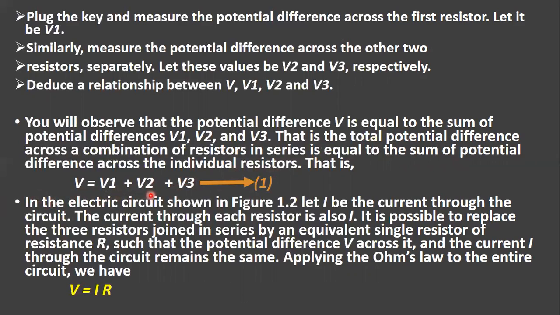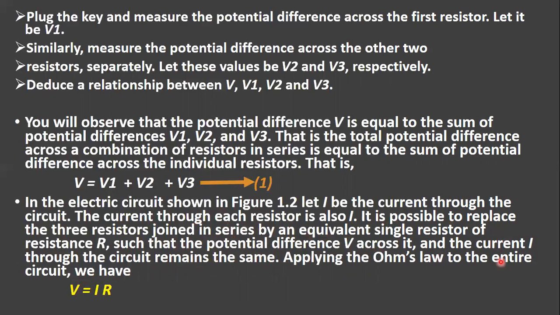In the electric circuit shown in figure 1.2, let I be the current through the circuit. The current through each resistor is also I. It is possible to replace the three resistors joined in series by an equivalent single resistor of resistance R. We can replace the three resistors R1, R2, R3 by a single resistance R, such that the potential difference V across it and the current I through the circuit remain the same.